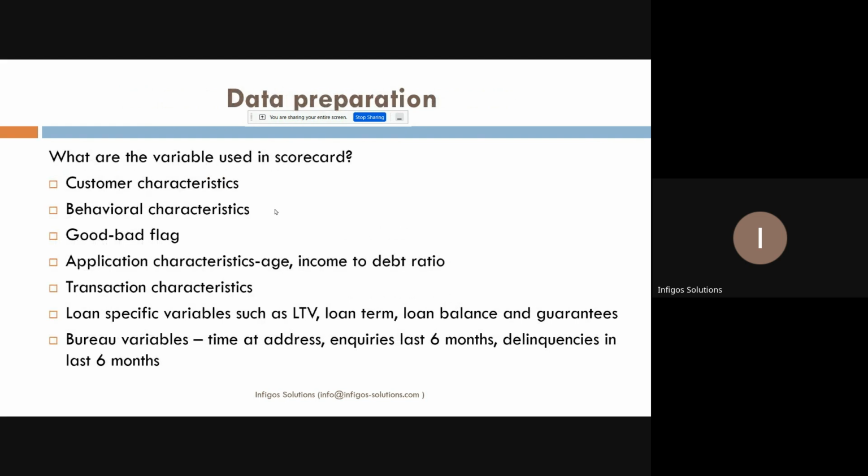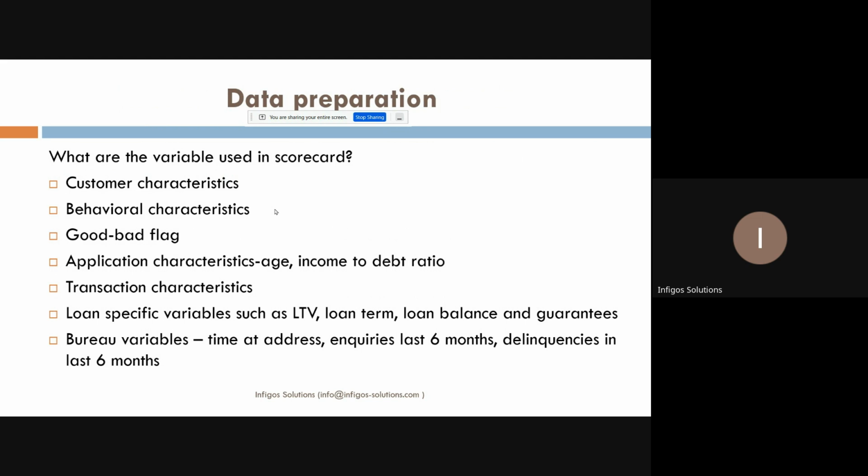So these are the variables which are used in the scorecard. Customer characteristic, which means demographic variables. Behavior characteristic, which means how much balance the customer maintains and what is the utilization of the loan, how much is the minimum balance, what is the maximum balance, what is the trend. So you basically see the customer behavior trend in those variables.